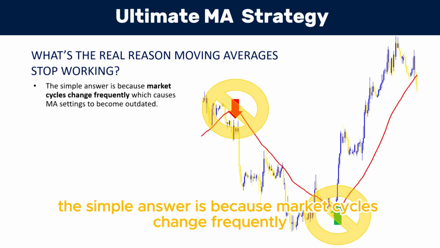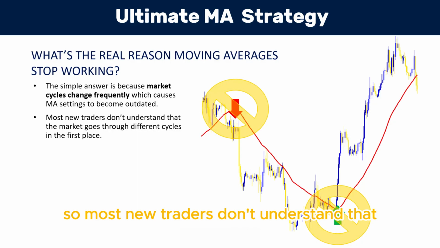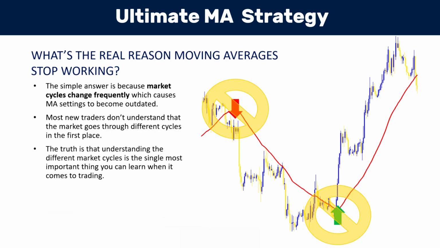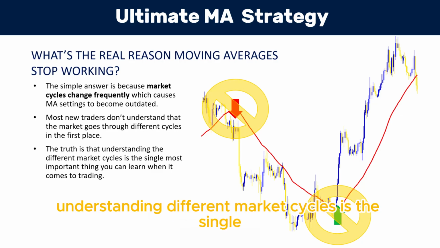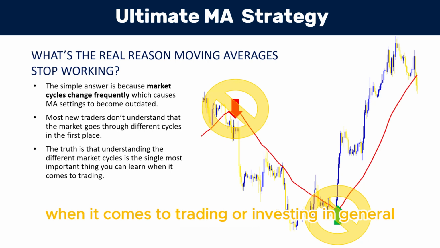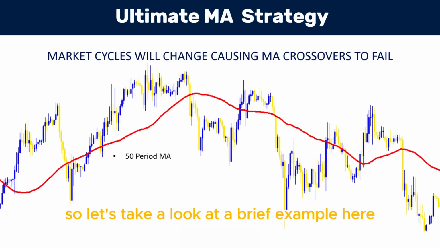The simple answer is because market cycles change frequently, which causes moving average settings to become outdated over time. Most new traders don't understand that the market even goes through different cycles in the first place. But the truth is that understanding different market cycles is the single most important thing you can learn when it comes to trading or investing in general. It's very, very important you learn about market cycles. So let's take a look at a brief example here.